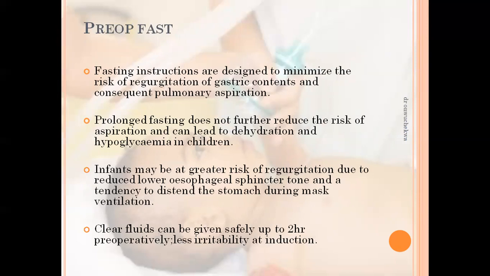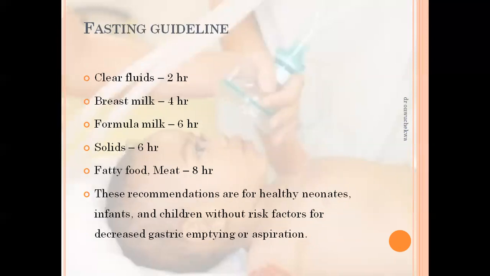Pre-op fasting instructions are designed to minimize the risk of regurgitation of gastric content and subsequently pulmonary aspiration. Prolonged fasting does not further reduce the risk of aspiration and can lead to dehydration and hypoglycemia in children and should be avoided. Infants may be at greater risk of regurgitation due to reduced lower esophageal sphincter tone and a tendency to distend the stomach during mask ventilation. Clear fluids are recommended to be given safely up to 2 hours pre-operatively. This will help to reduce irritability at induction.